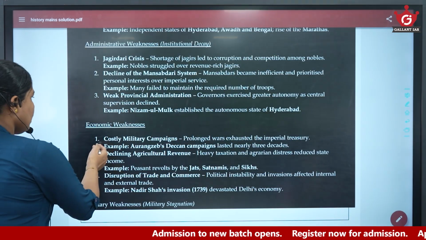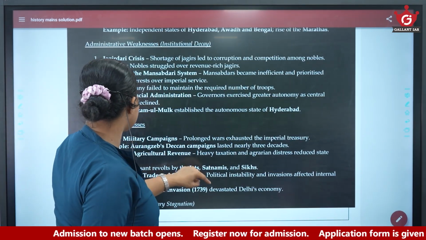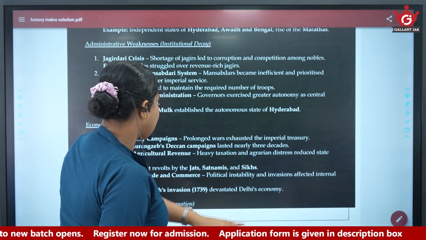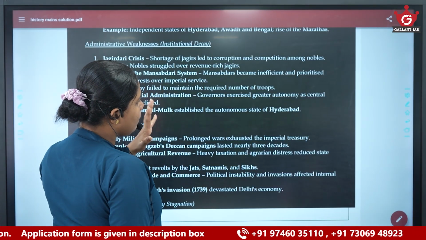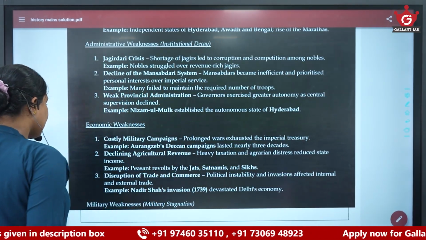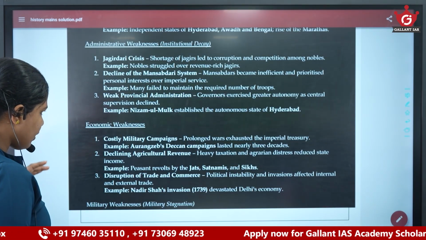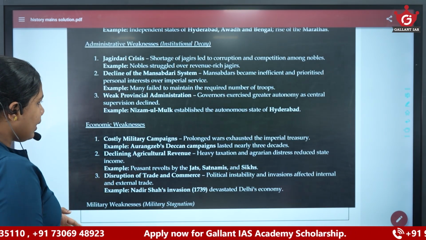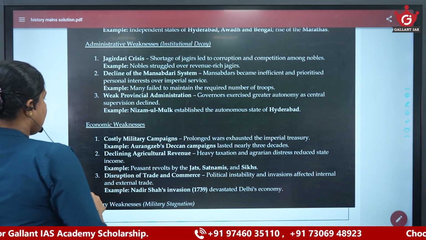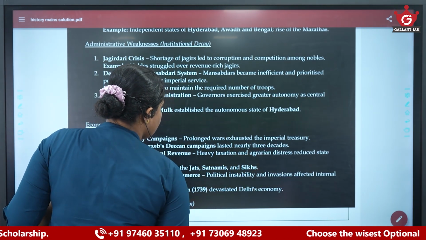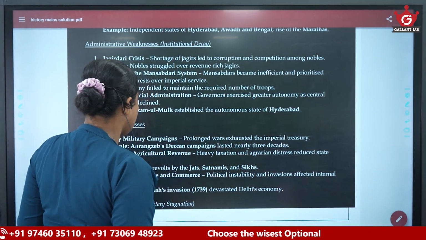Next we speak about the economic weaknesses. One is the costly military campaign, and this is the very famous thing, Aurangzeb's Deccan campaigns and the Deccan policy, and how it resulted in exhausting the imperial treasury. This is a good example. Next is declining agricultural revenue. Heavy taxation, agrarian distress, etc. were factors for this. For example, peasant revolts by Jats, Satnamis and Sikhs can be given as examples.